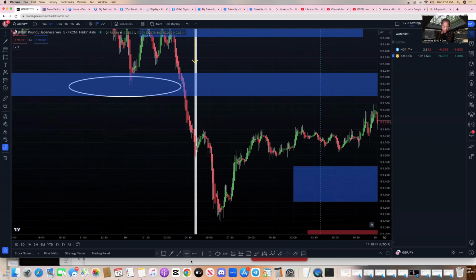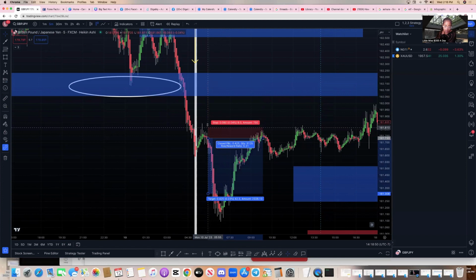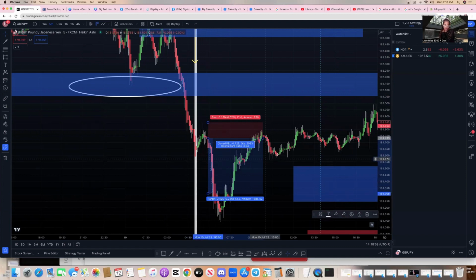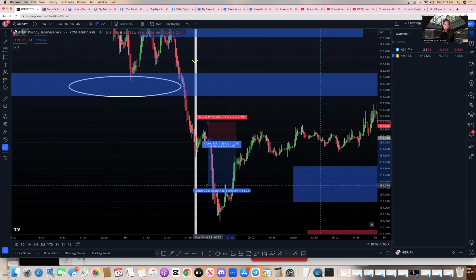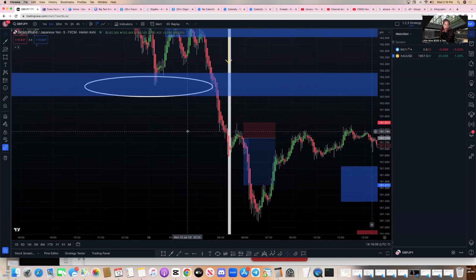And then off the pullback, once I got a momentum candle, something like this, I would have gone for about 10, 15 pips. I would have gone just above this high here, right there, okay? And I would have taken this for a 1 to 3. Could have taken it a little bit further, but 1 to 3 is really consistent for me. And then that would have been my trade right there.